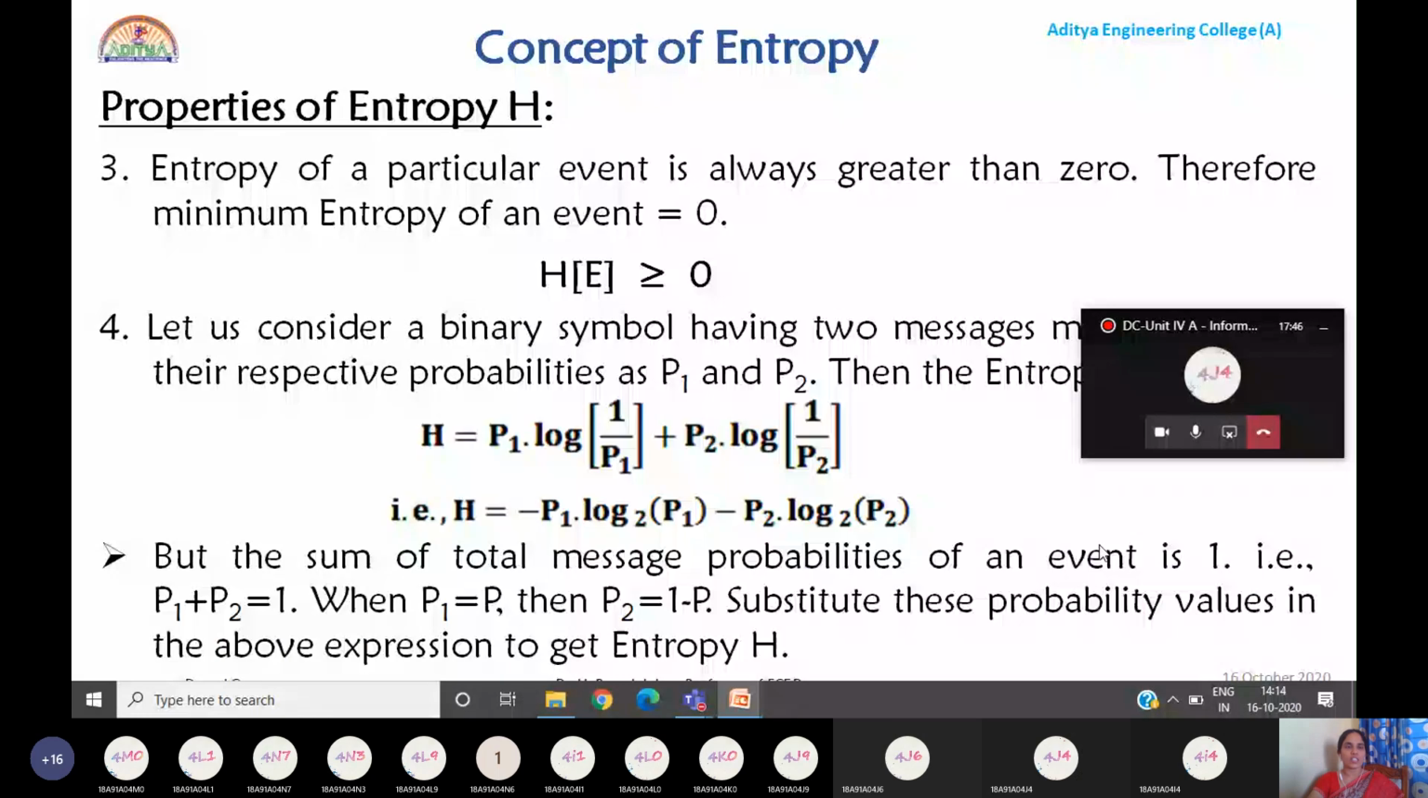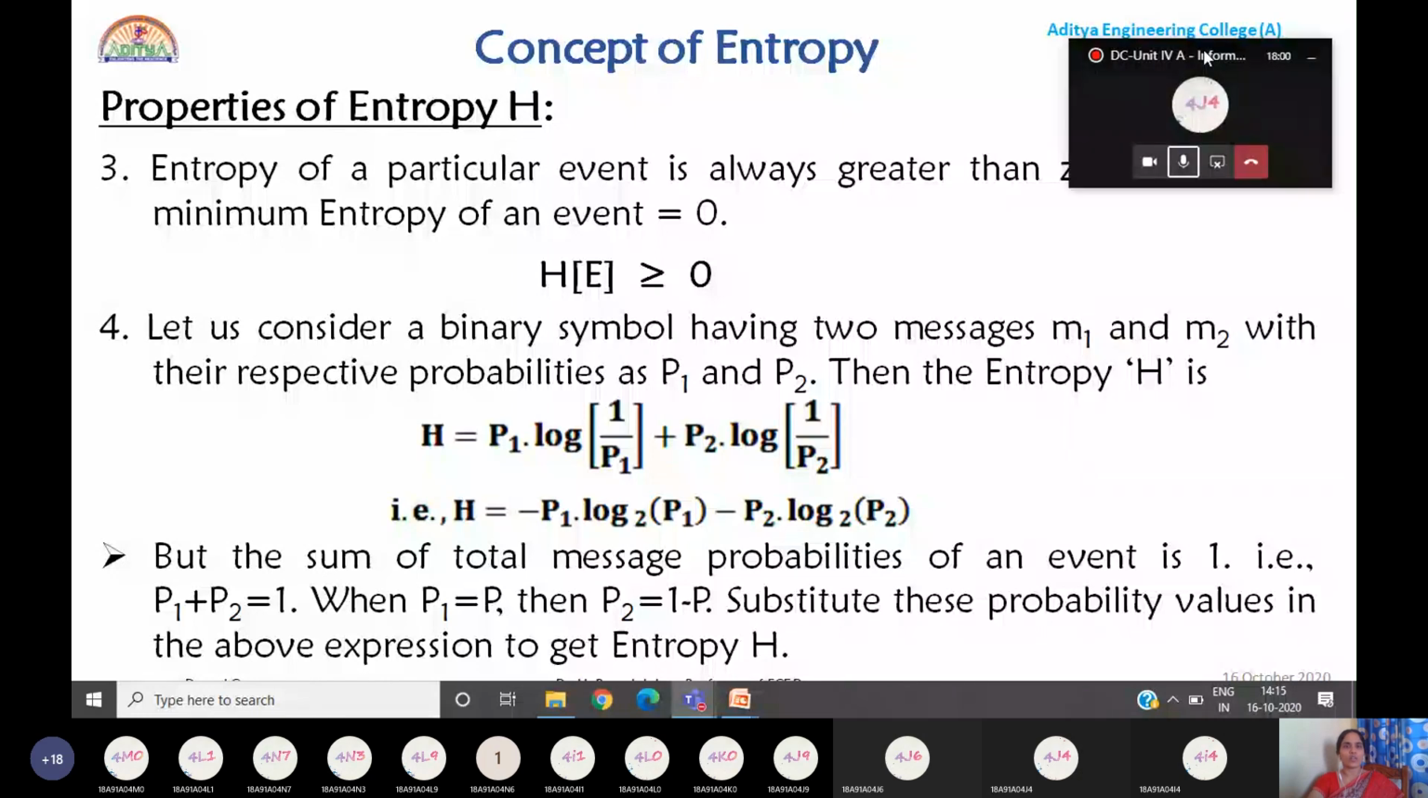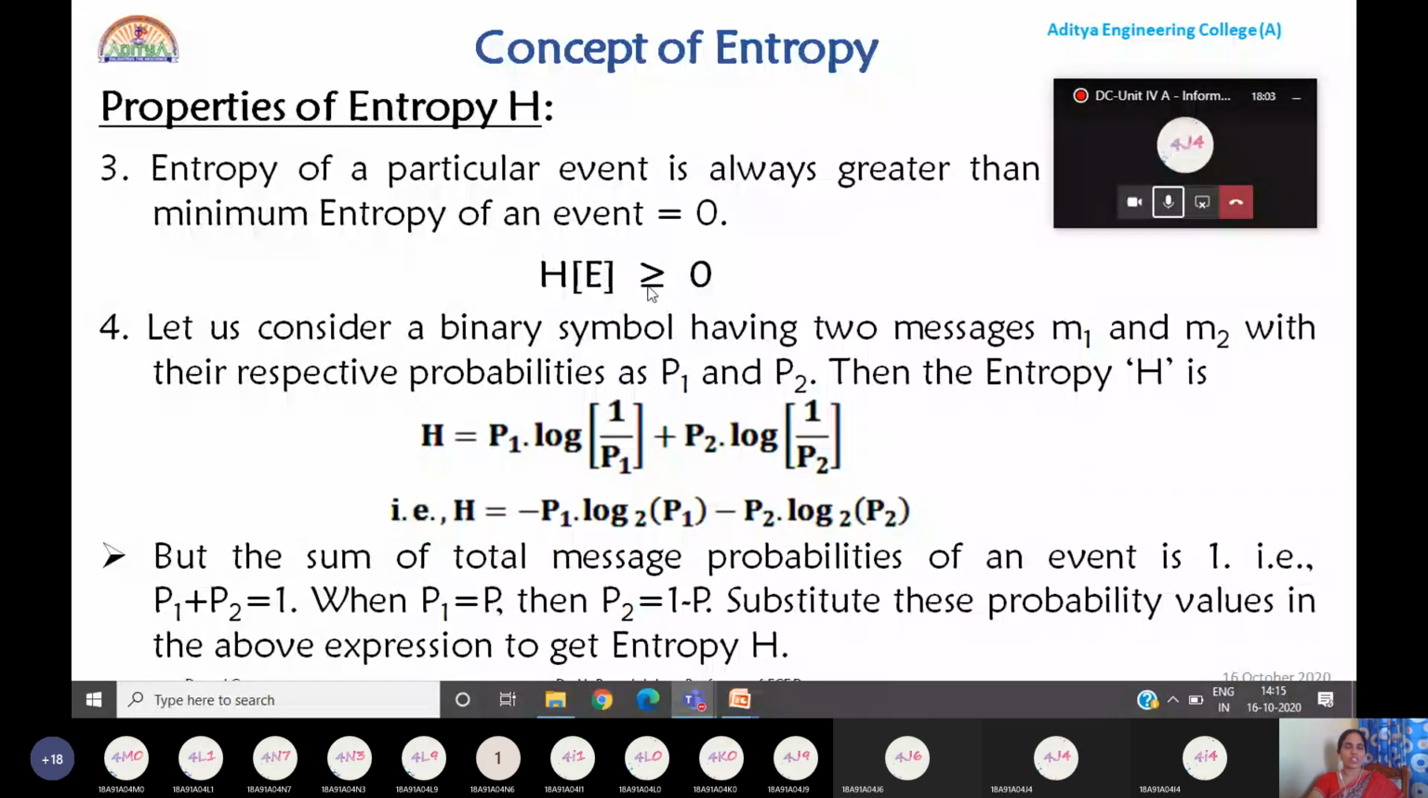So the third property is that the entropy of a particular event is always greater than or equal to 0. Therefore, the minimum entropy of an event is equal to 0. So H of E is greater than or equal to 0. It is equal to 0 in the first two properties we studied.